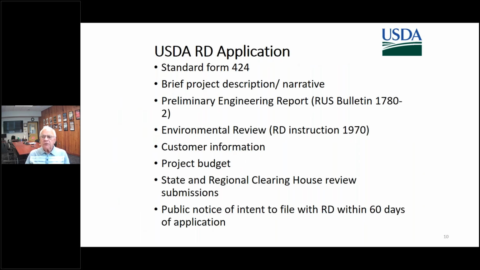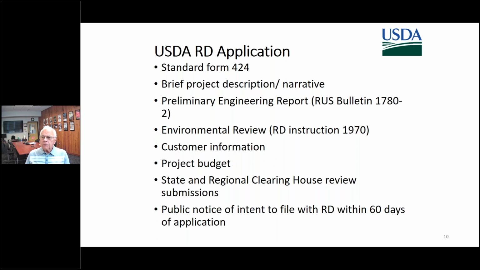So the application consists of the Standard Form 424, a brief project description narrative, a preliminary engineering report, environmental review, and customer information, which is very important. The project budget will be in the application, and there will also be the state and regional clearinghouse review submissions, which vary a little bit from state to state. You also need a public notice of intent to file with Rural Development within 60 days of the application. It needs to be advertised in local media.